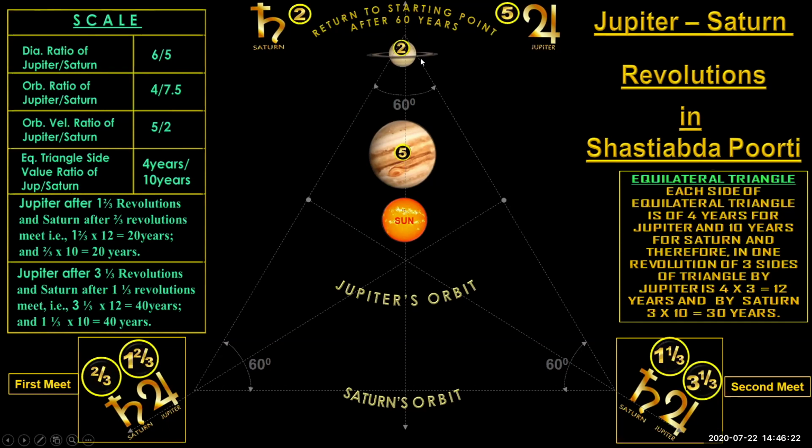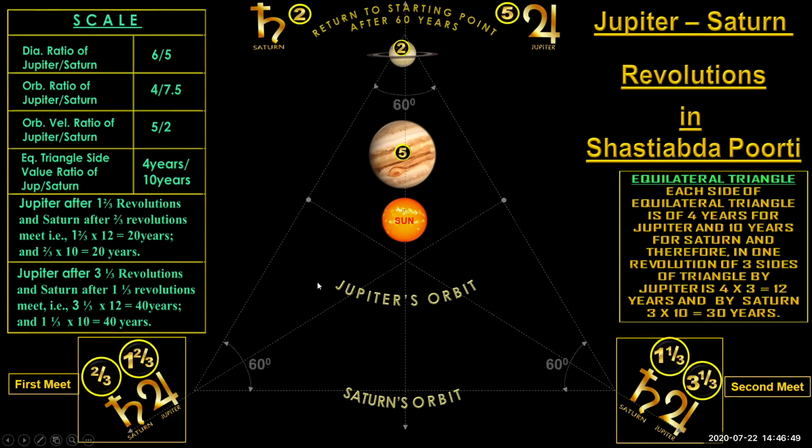So this is 60 years, two revolutions for Saturn, and this is five revolutions at the rate of 12 years per revolution, 60 years. So 60, 60 common, that's the LCM. So they meet at this point. You must have observed in its course the transit of Jupiter and Saturn. They have met here once the first time. This is the first meet. Well, that is when Jupiter has made one revolution.